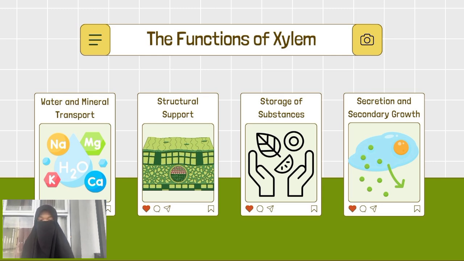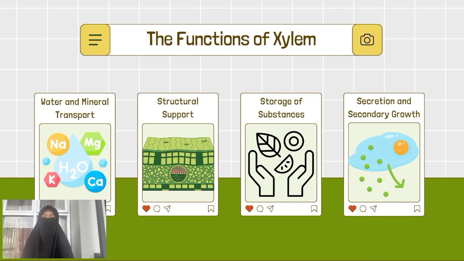Second, structural support. Xylem cell walls contain lignin, which provides strength and rigidity to stems and roots. This structure helps plants remain upright and withstand mechanical stress and extreme environmental conditions, such as wind or weather change.